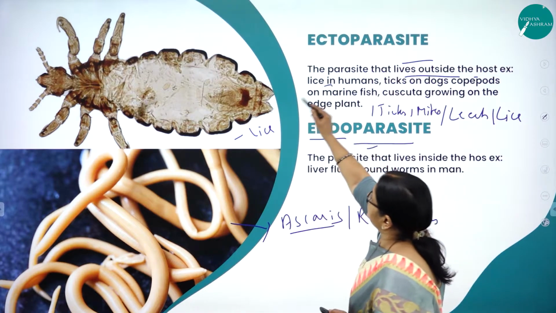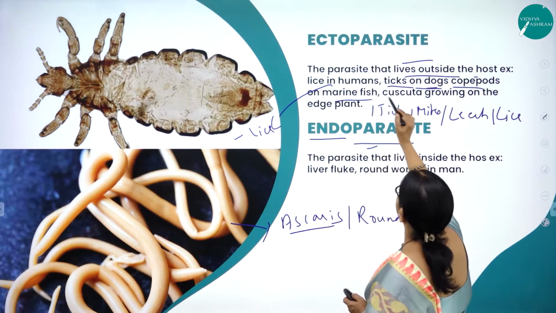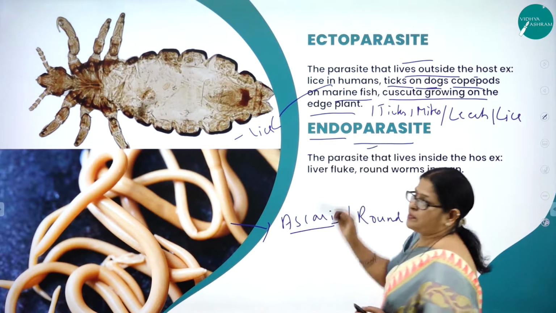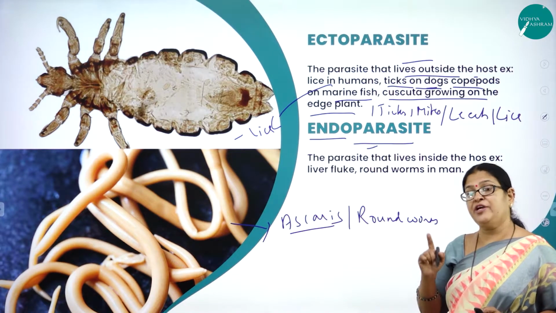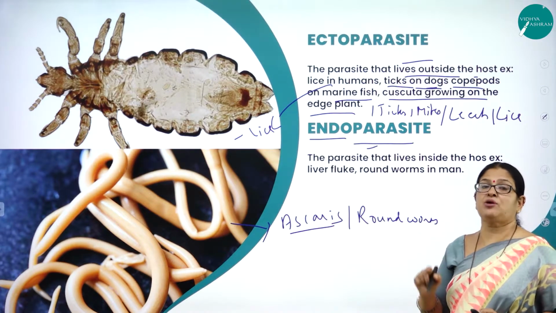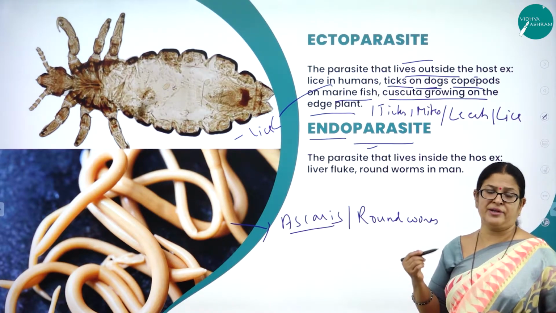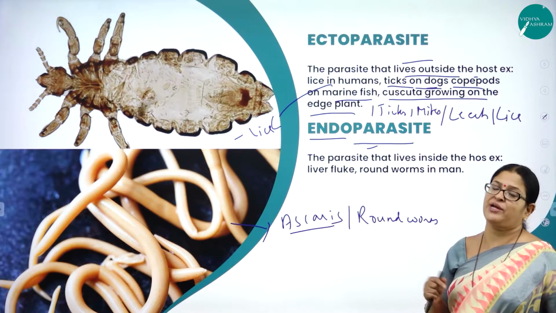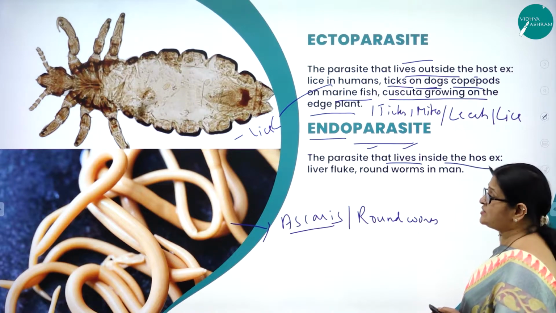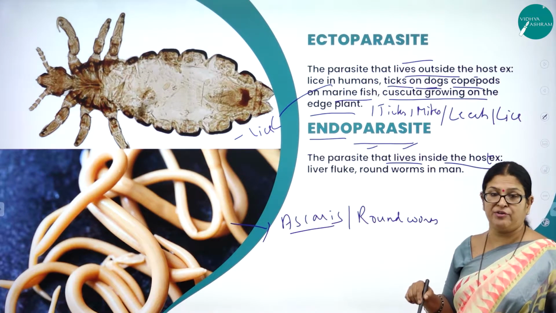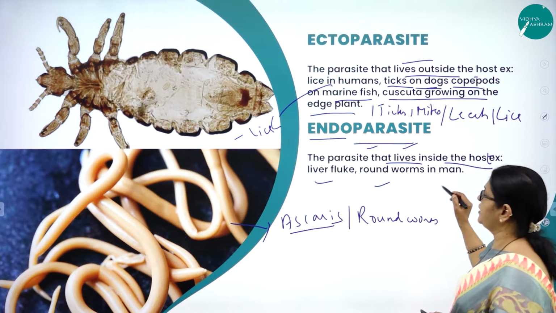So what are ectoparasites? The parasites that live outside the host. Examples: lice in humans, ticks on dogs, copepods on marine fish, Cuscuta growing on the host plant. All these are called ectoparasites. Examples, as I said, are very important. So try to explain the concepts with suitable examples. Good many examples are given. Can't you remember two to three examples? Minimum two examples is a must. Now, what are endoparasites? The parasites that live inside the body of the host are called endoparasites, for example liver fluke and roundworm in man.